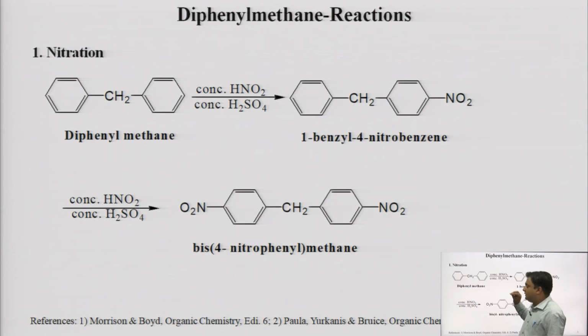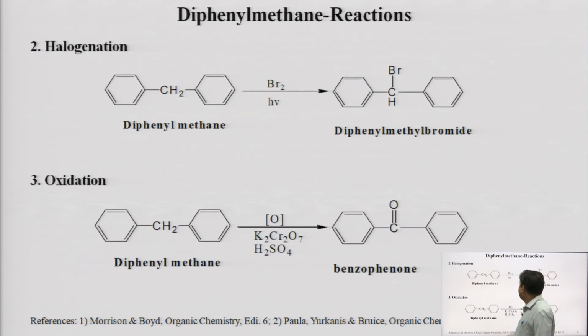Again, the reagent which we are using for the nitration is the mixture of concentrated HNO3 and H2SO4. Initially we get mononitro substituted products. When this product is again nitrated under the same reaction conditions, we get the dinitro product, or we can say bis(4-nitrophenyl)methane, as a product.